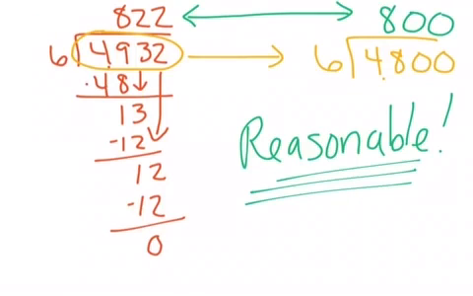So let's go ahead and see what happens here. When I get my answer, once again, yes, you need to get your answer. 4,932 divided by 6. Do that first. Have them go through all of the steps. You get 822 as your answer.